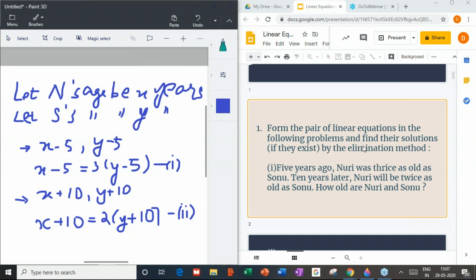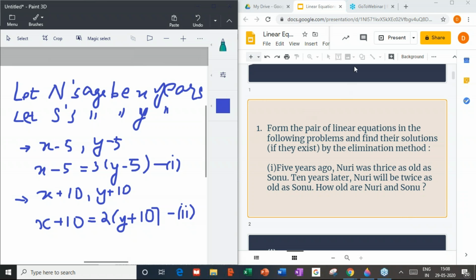Heth, yes, you're right. Smera, check your answer once. Sonu's age is right, Nouri's age is wrong. Navya, no, that's not the answer. Yes, Ayush. And x is?